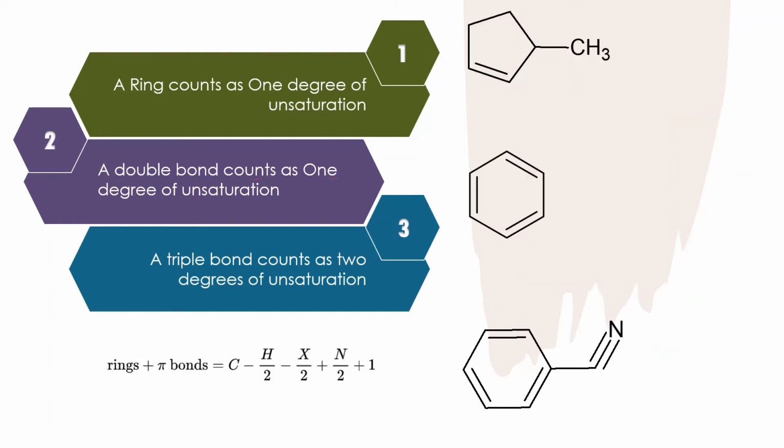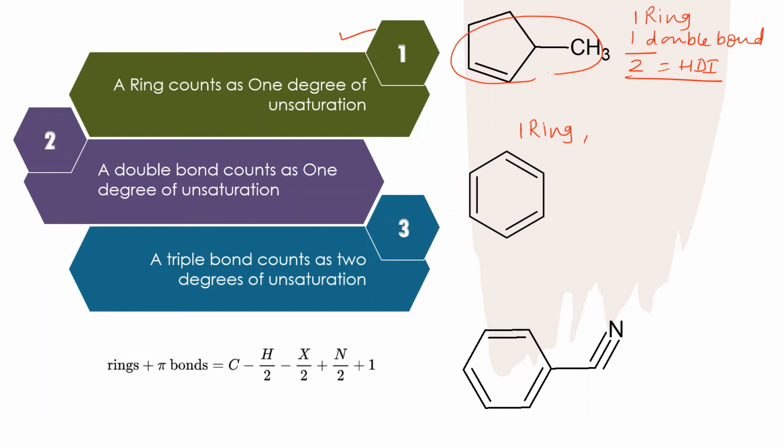Now the next set of structures. From the knowledge we have gained earlier, there is one ring for this structure and there is one double bond, right? So 1 plus 1, that becomes 2. So this will be the HDI for this particular structure. Okay, this is the benzene ring. For benzene ring, there is one ring and 3 double bonds, so that becomes 4. So 4 is the HDI for benzene ring.